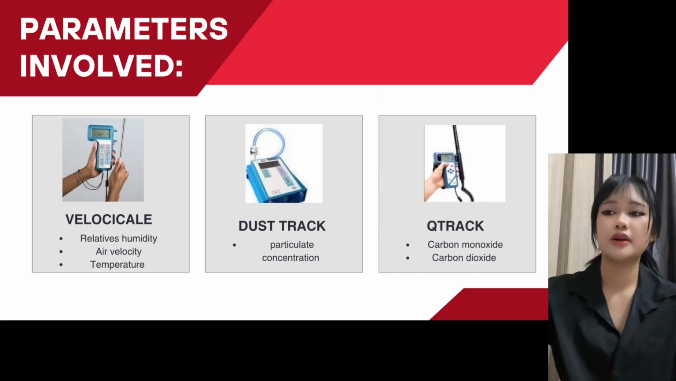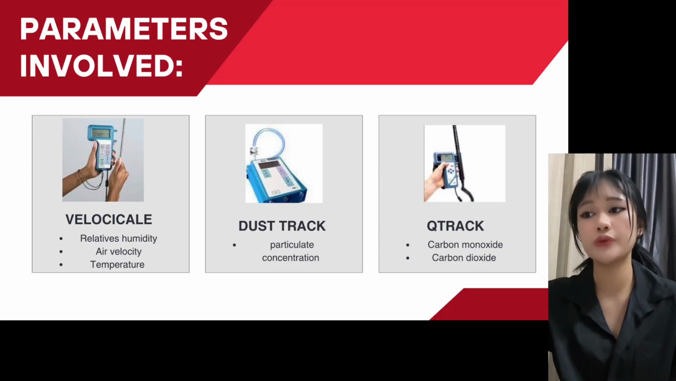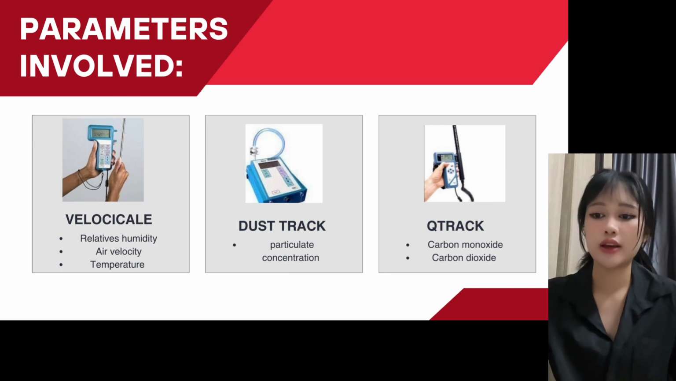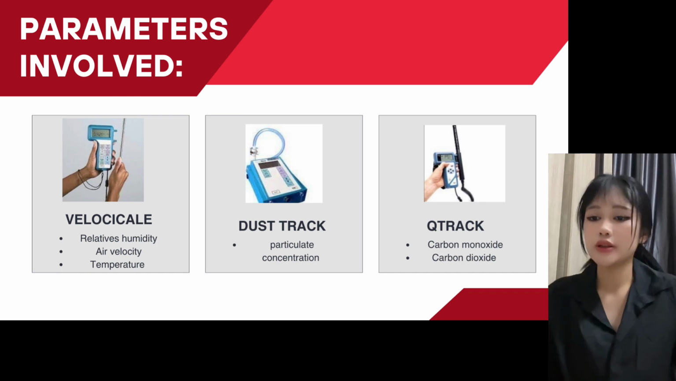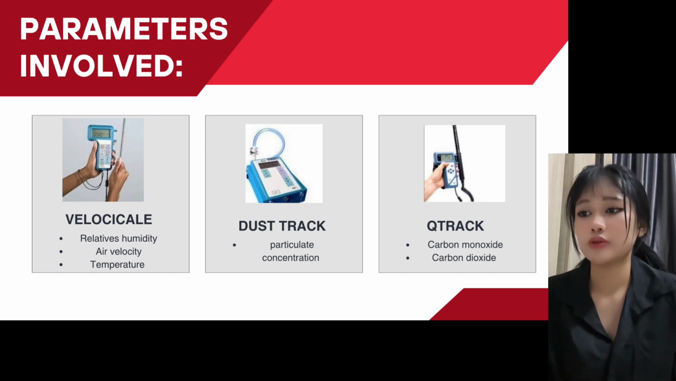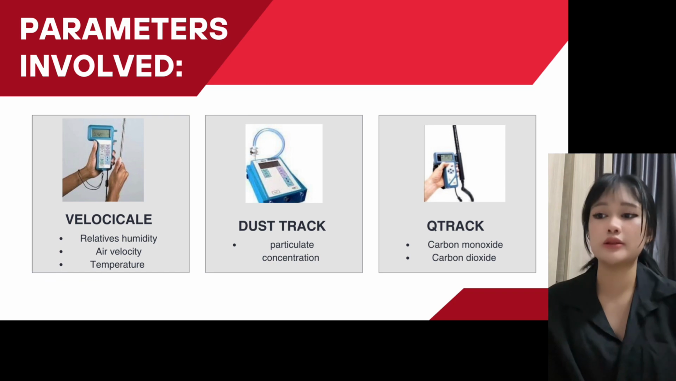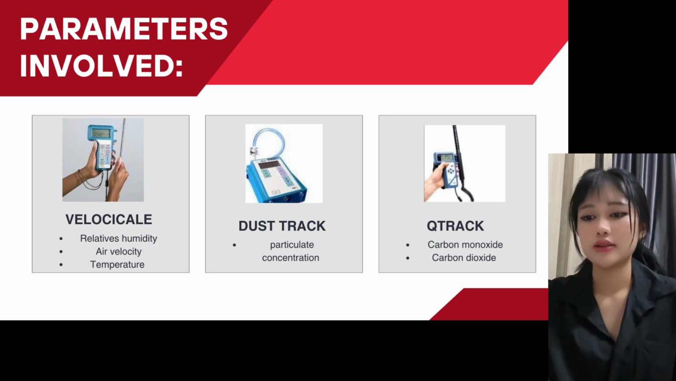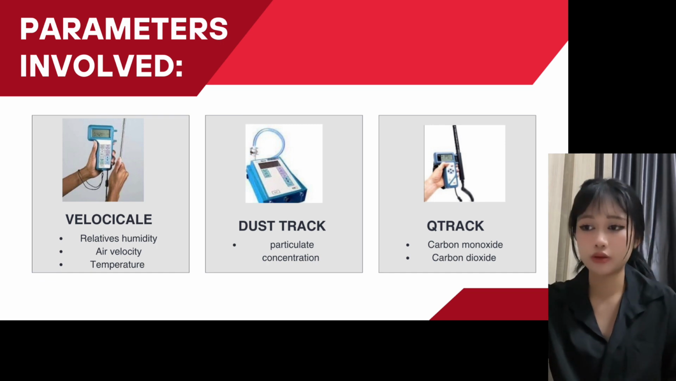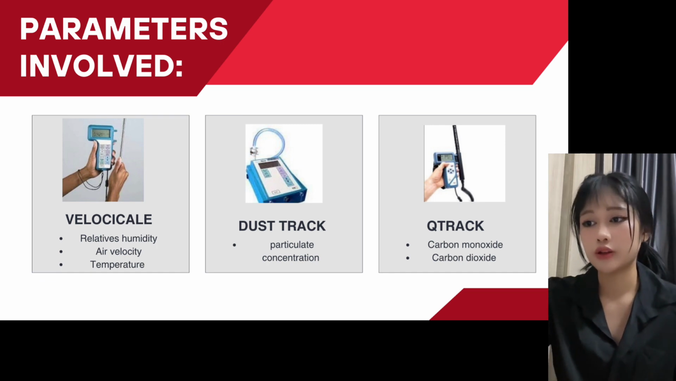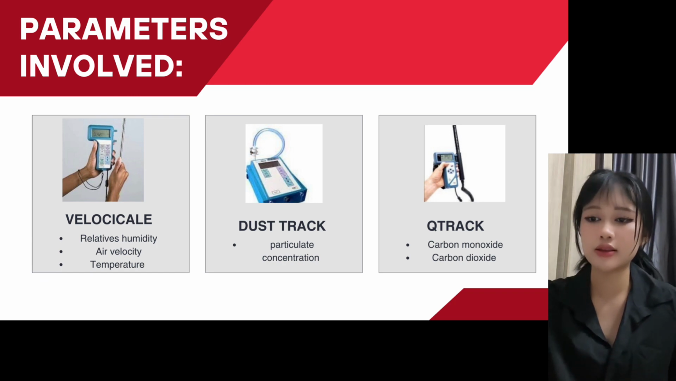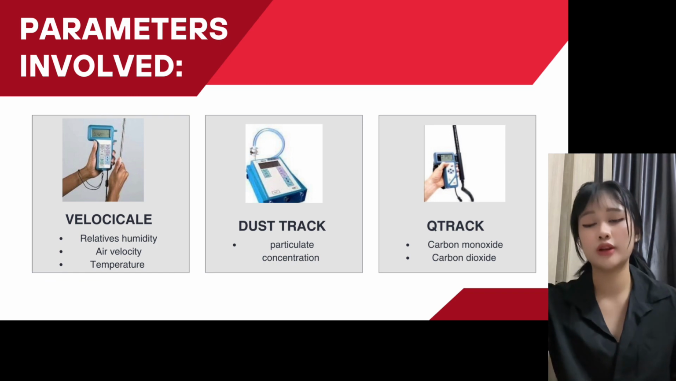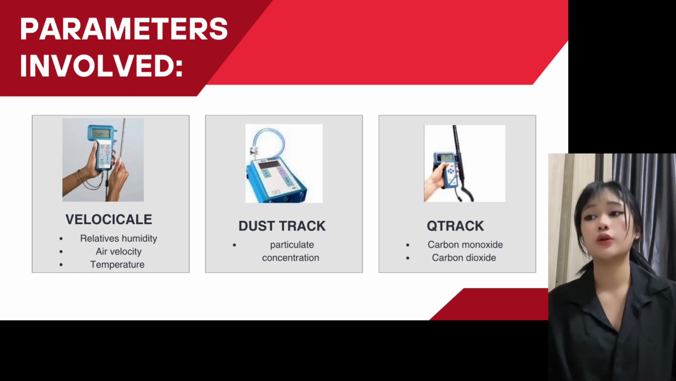So next is parameters usage, which involves three equipments, which are Velocicalc, DustTrak, and Q-Trak. So the first is Velocicalc. It helps to measure the relative humidity, air velocity, and temperature. Next is DustTrak, which helps to calculate the particulate concentration, and lastly is Q-Trak, which helps us to calculate the carbon monoxide and carbon dioxide. That is all for the methodology.